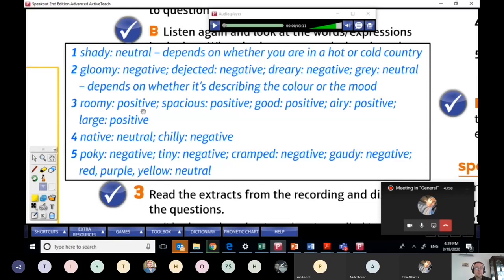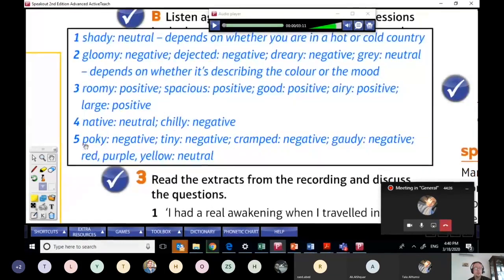Roomy is usually a positive. You want to live in a roomy house. Spacious means the same thing. You already know good. Airy is a positive word. Large, obviously. Native. What does that mean, native? You are native. Local or original? Good. Native means local. Chilly is usually negative because you don't want to be so cold. Pokey, tiny, cramped, they're usually negative. Gaudy, we use in a negative way now, even though the architecture was quite nice. And then, of course, the colors are neutral words.